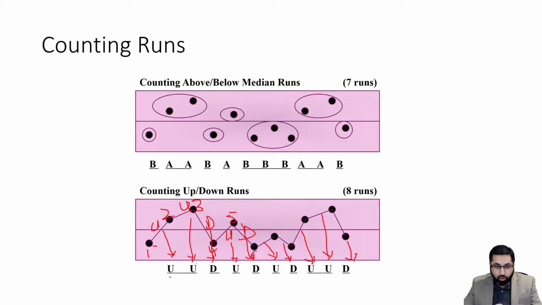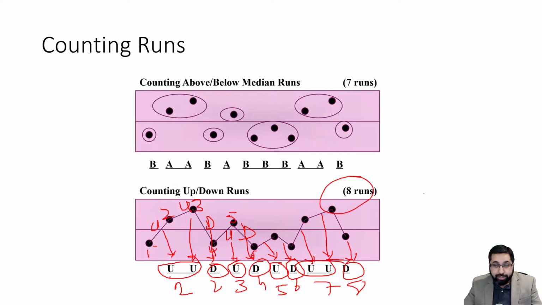Now, you circle all the U's till you hit a D. So this is one circle. Then all the D's till you hit a U. Right after D, you have a U. That's another circle. Then a U, then a D, then a U, then a D, then a U, then a D. Then you can count. That's 1 run, 2, 3, 4, 5, 6, 7, 8. 8 runs. Again, you should be seeing a reasonable number of runs.